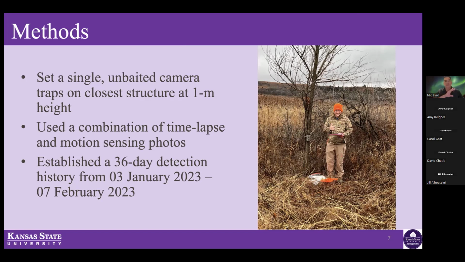So from those random survey points that we had already established, we set a single unbaited camera trap on the closest structure at a 1 meter height. We used a combination of time-lapse and motion sensing photos. We used these settings for our space to event models, and we used just daily detection histories from that data for our occupancy models. And for our occupancy models, we created a 36-day detection history from the 3rd of January to the 7th of February.